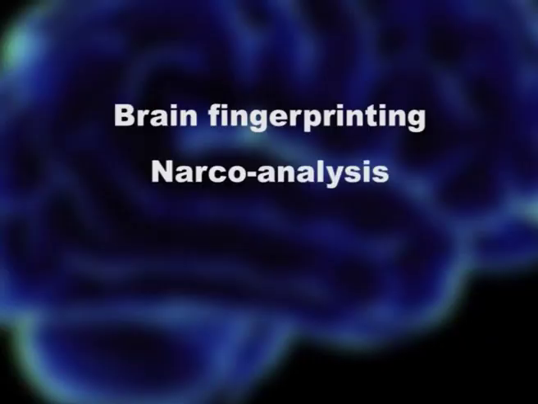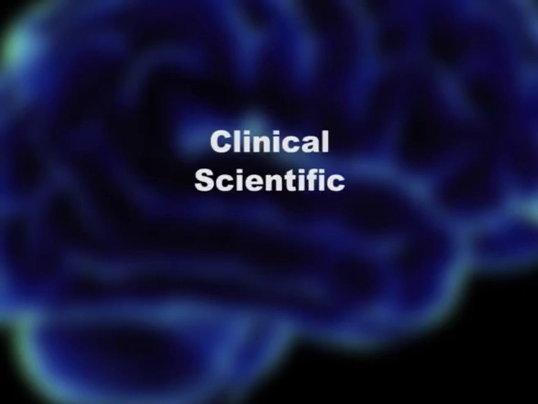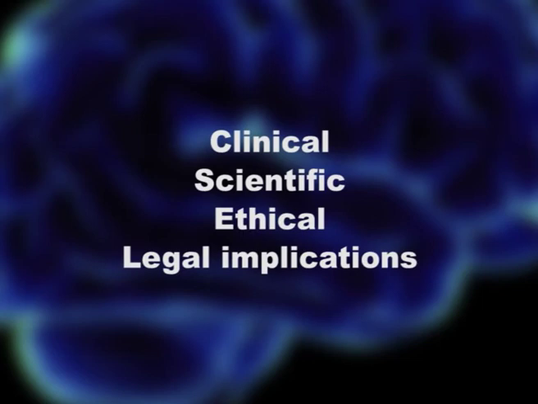Now, dear students, let us conclude this lecture. Today, with the increasing crime rate, various techniques to detect deception are employed. For example, brain fingerprinting, narco-analysis, lie detection or polygraph, that has various clinical, scientific, ethical and legal implications.